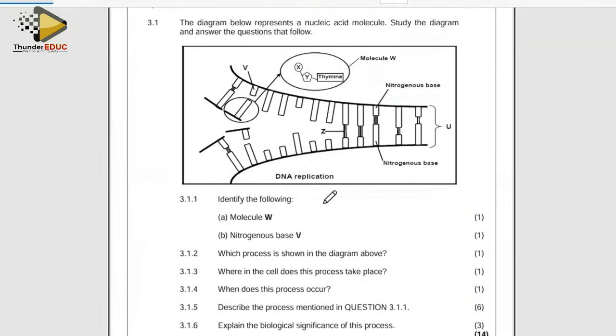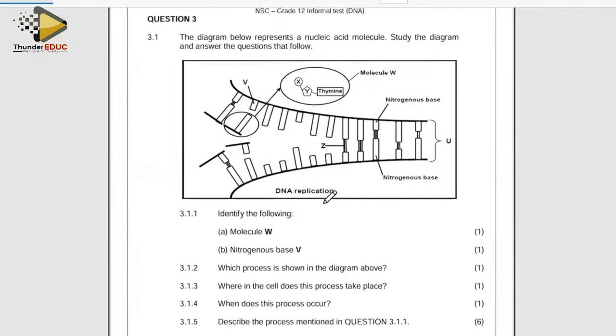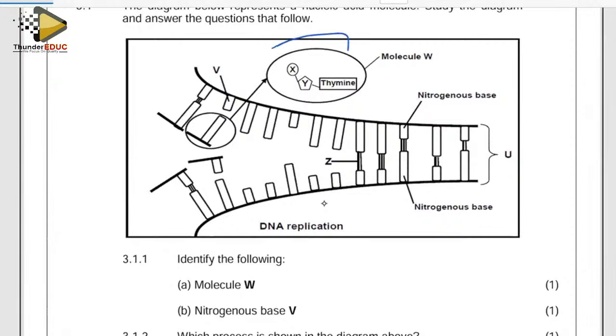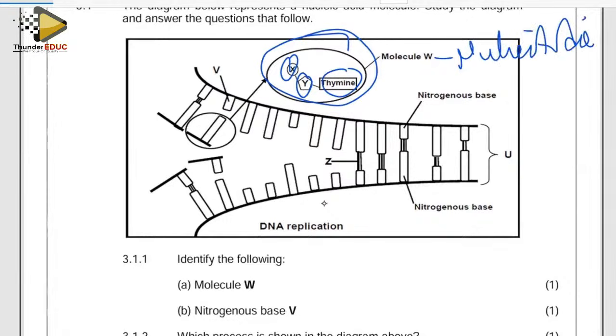Identify the following molecule W. What is molecule W? How do you call this molecule W? DNA nucleotide. Remember, it's a phosphate, a sugar, and a nitrogenous base. So molecule W becomes a nucleotide.